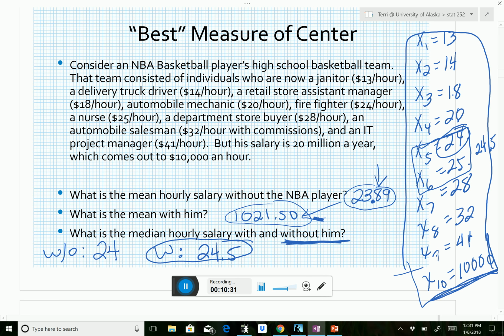So in this particular instance, what is the best measure of center? You want to look at the median, because this NBA player is an outlier. It's pulling this mean way up. Most of the people who are on that basketball team don't make $1,000 an hour. So really, the center of your data is more about $24.50, even with the NBA player making way more money.